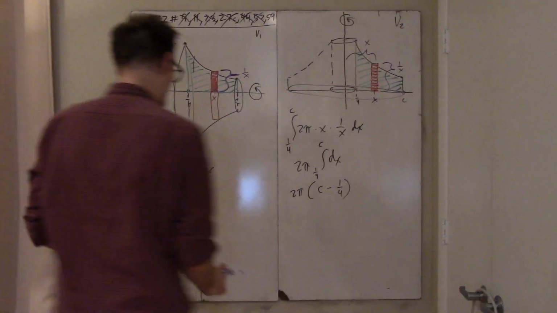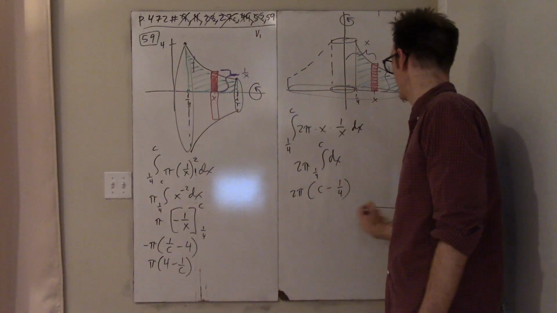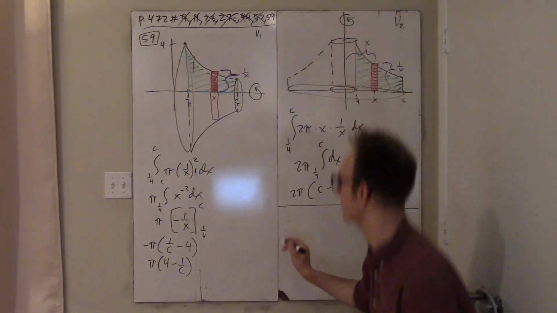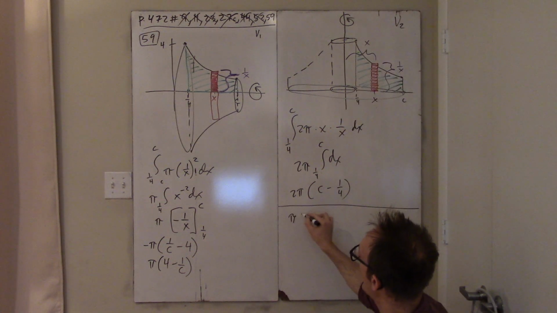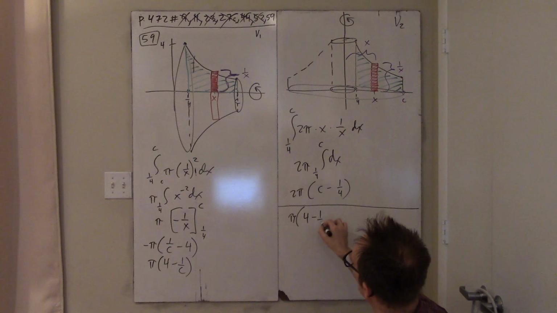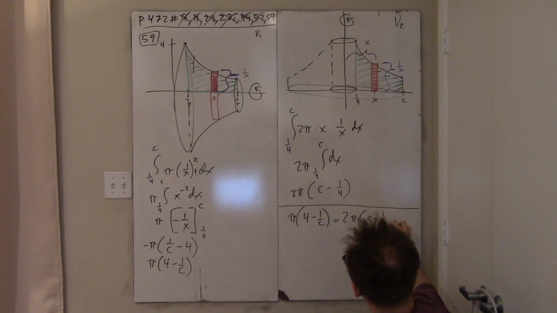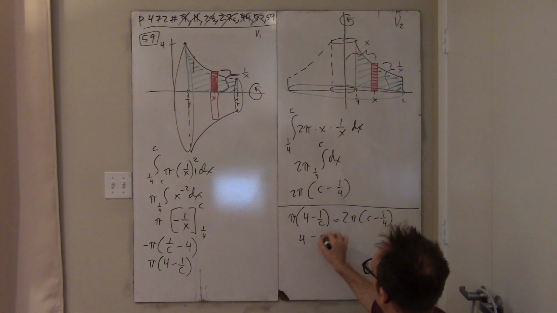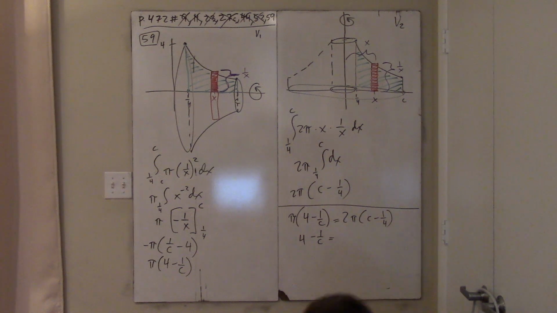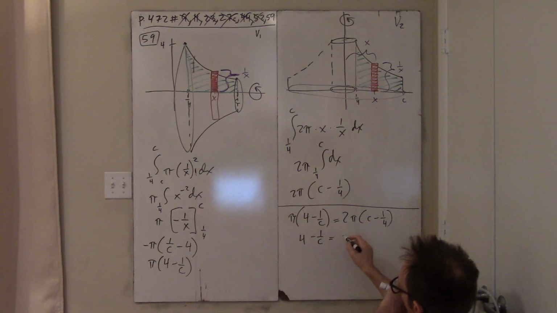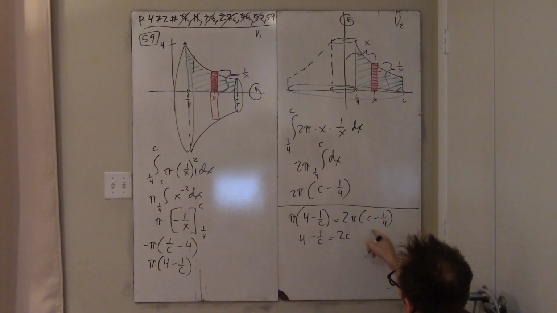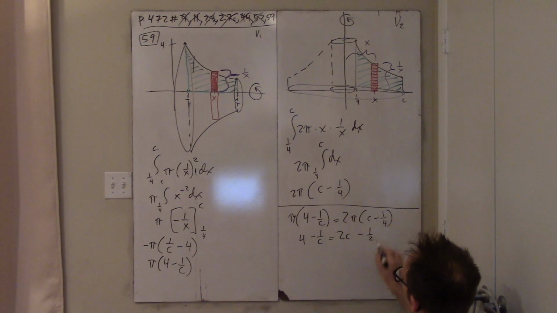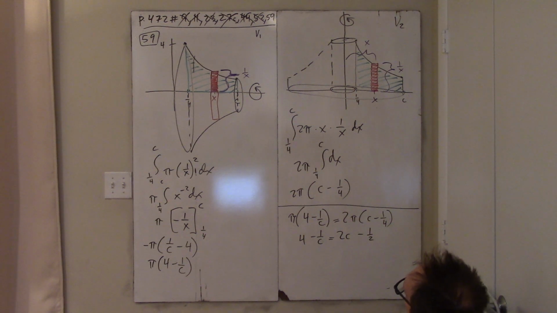So if I've done this correctly, then this whole problem just boils down to solving this algebra problem. When is pi times 4 minus 1/c equal to 2 pi times c minus 1/4? Okay, well, the pi's cancel, and I just get 4 minus 1/c equals 2c minus 1/2. Sort of doubting myself here, but I guess this is fine.